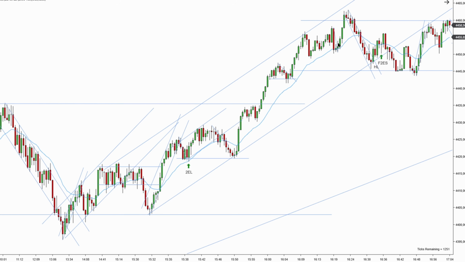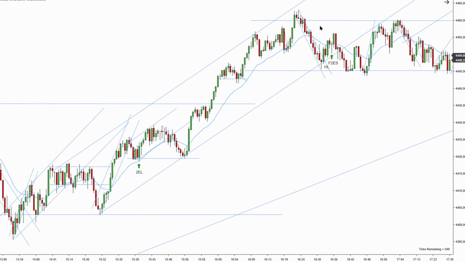You're expecting to get a second entry long, but you never got a second entry long. Unfortunately, just the first entry worked. So you have to sit here and not take any high probability setup. So it's quite slow today. Such a nice move up, but this comes with the price action.